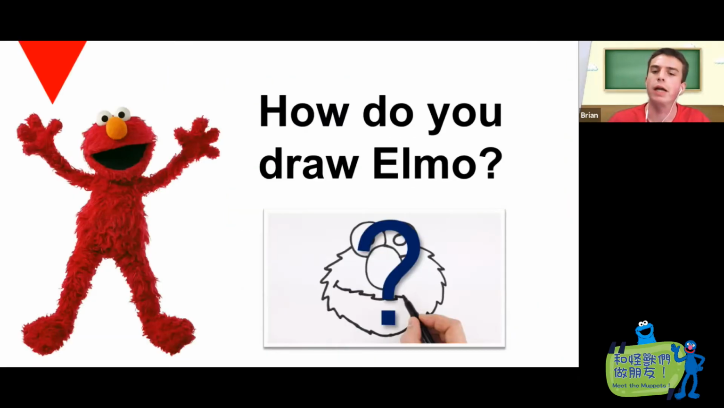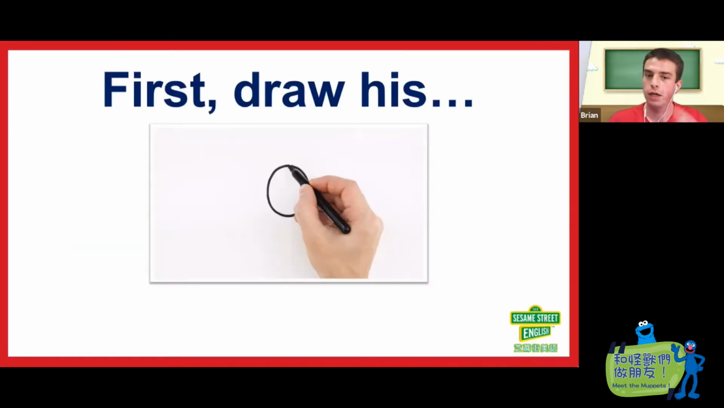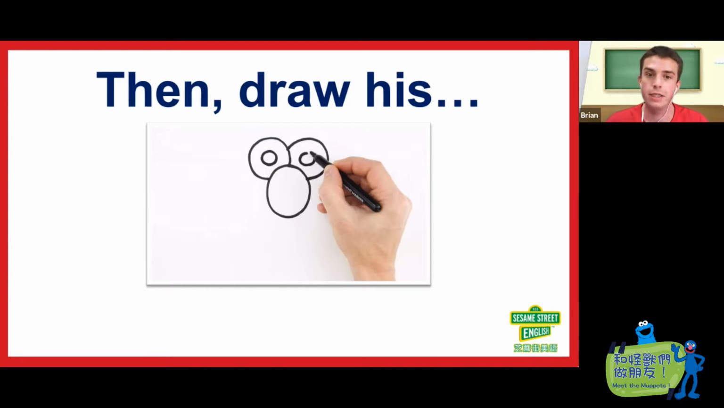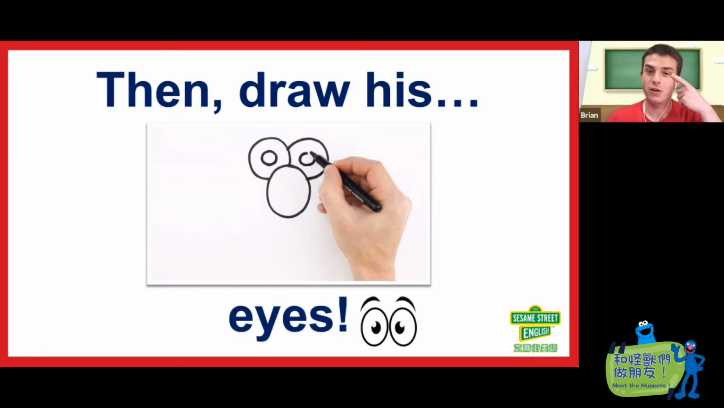All right, but let's talk about how to draw Elmo. Well, first you draw his nose. Then draw his eyes. Everyone, can you point to your eyes right here? So first we draw his nose, then we draw his eyes.